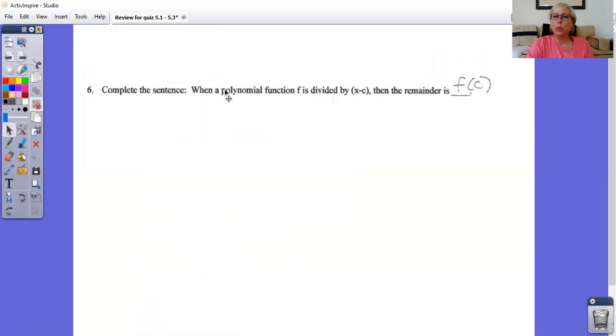Okay, just a rule. When a polynomial function is divided by this binomial, we're not going to do the long division right now just because of everything that's going on with COVID-19. So what we want to do is a shortcut. So I'm going to take C and plug it into the function, and that gives me the exact same remainder that I would get if I did use long division.